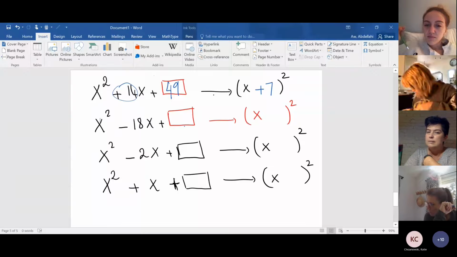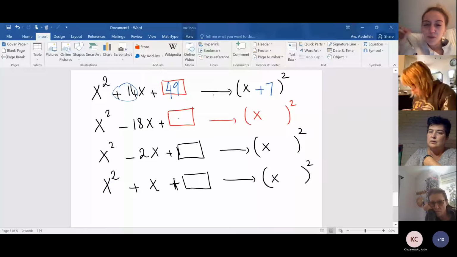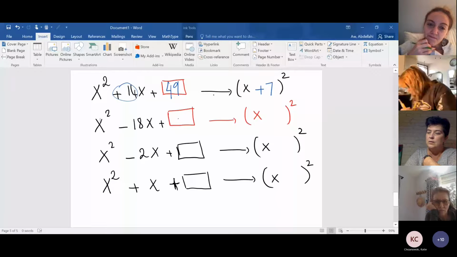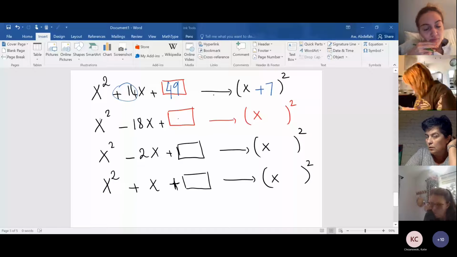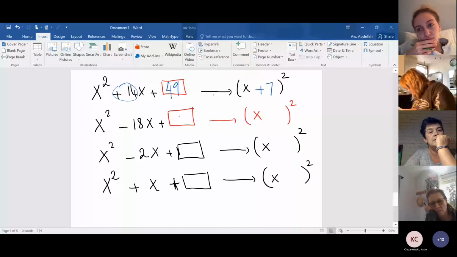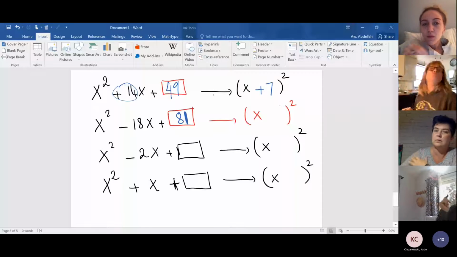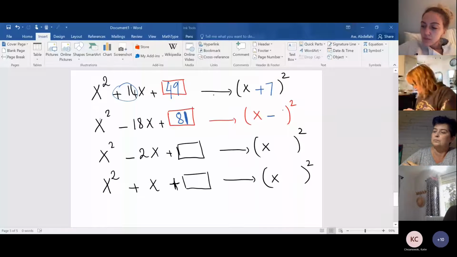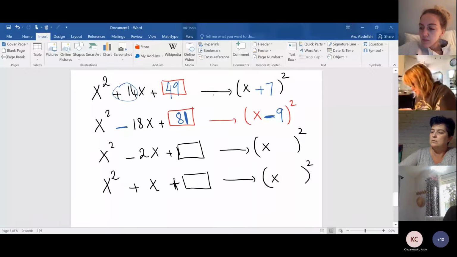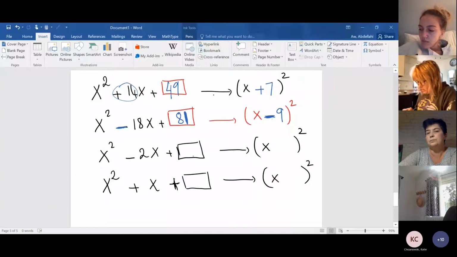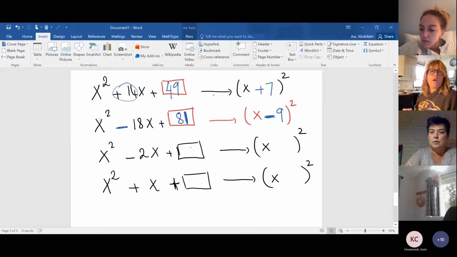9 squared, which is 81. That number is 81. And when we do that, the three of them become a perfect square, which is x minus 9 all squared. You see the minus here, everybody, this sign and this sign should always match, okay? Always. The next box, what number do we have to add to make it a perfect square? 16.